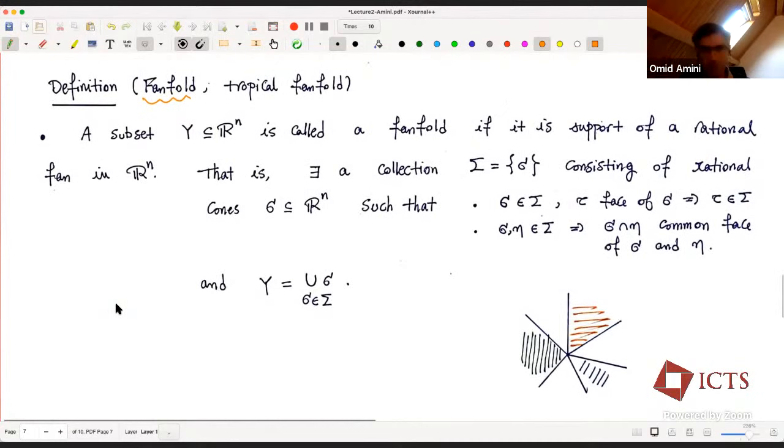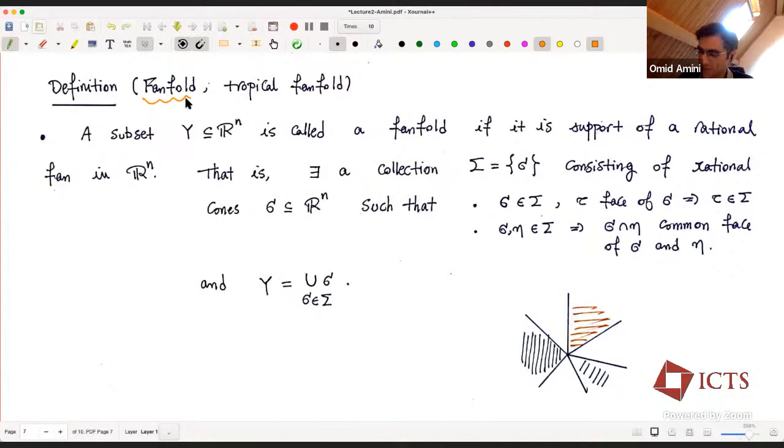It's a notion which is probably not familiar; this is probably the first time you see this terminology, even if you know tropical. It's not yet a standard. This is the way we call these spaces, which are coming out of tropicalizations and, more generally, anything which looks like them. So these are called fanfolds.